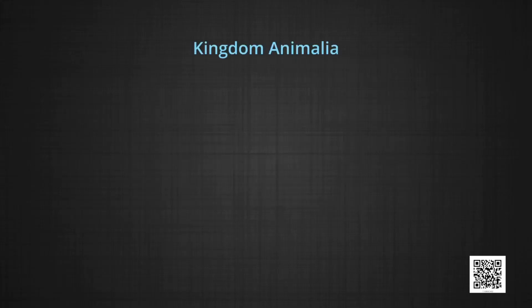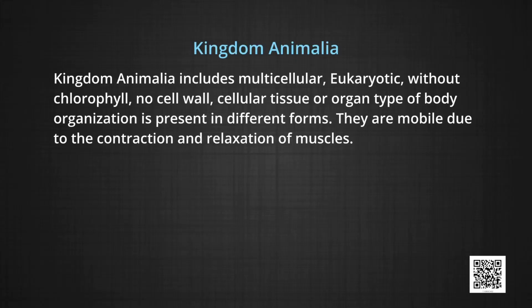Now, kingdom Animalia. Kingdom Animalia includes multicellular, eukaryotic organisms without chlorophyll, with no cell wall, and a cellular, tissue or organ type of body organization present in different forms. They are mobile due to the contraction and relaxation of the muscles. Organisms that live rooted to one spot are sessile, and those that move around are motile. Even the most sessile animals can move at least part of their bodies. This movement is dependent on how animals obtain food.